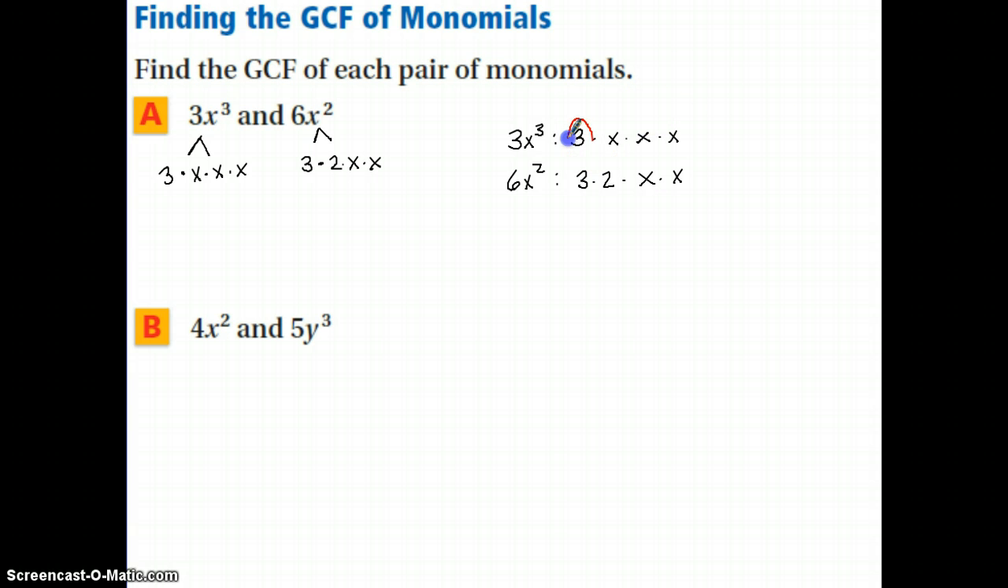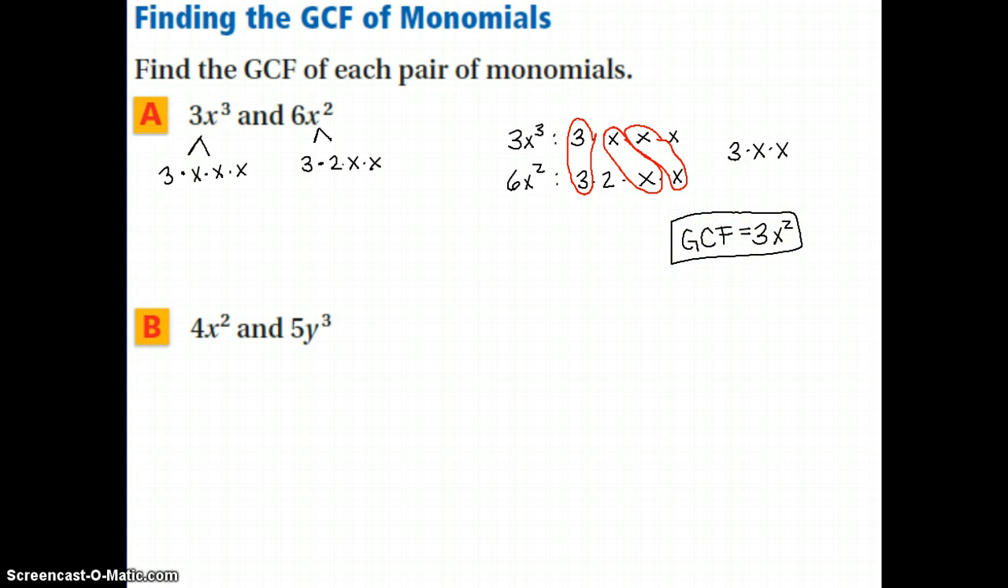They share a 3, and they also share an x and another x. So both of these terms have a 3, they have an x, and they have a second x, which makes our greatest common factor of the two 3x squared.